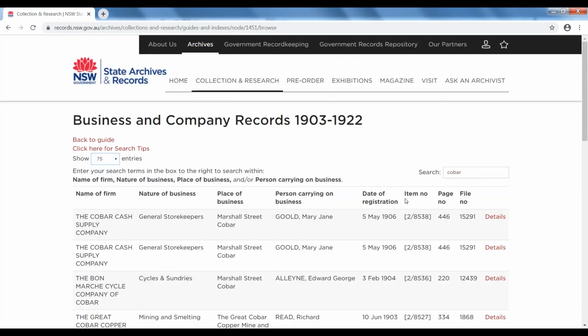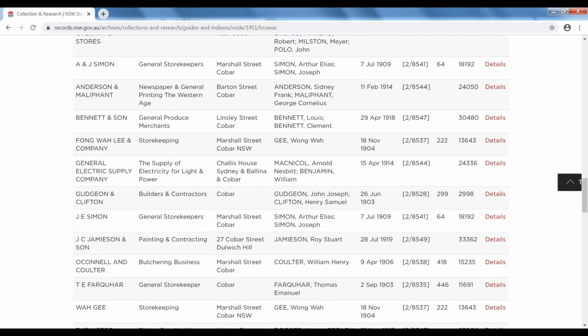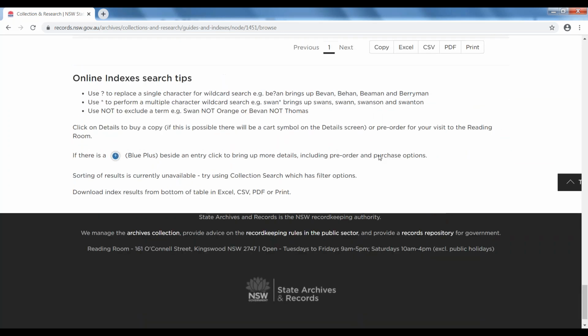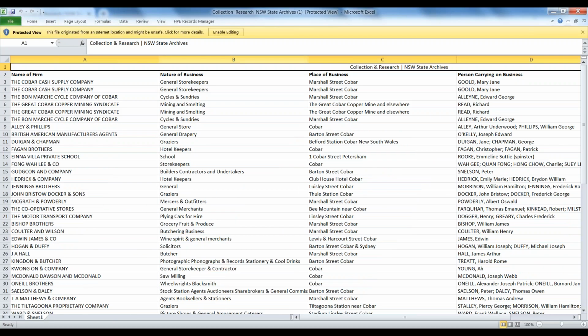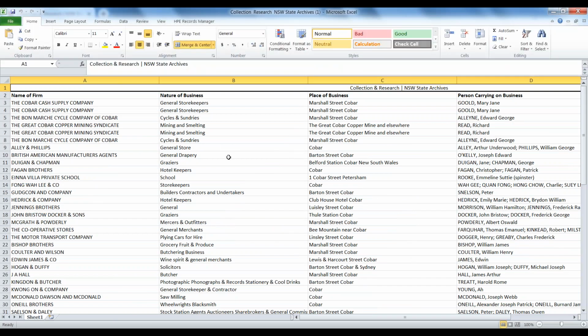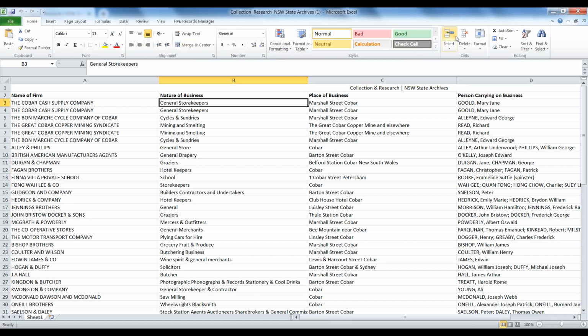So go back up here, click again in Cobar, and you'll just get one single page. I tend to export in Excel. And that brings up all of those results. So even just looking at the nature of the businesses of people that were registered, and there will have been other businesses in town in Cobar, gives you a feel for what was happening in Cobar in that time period.